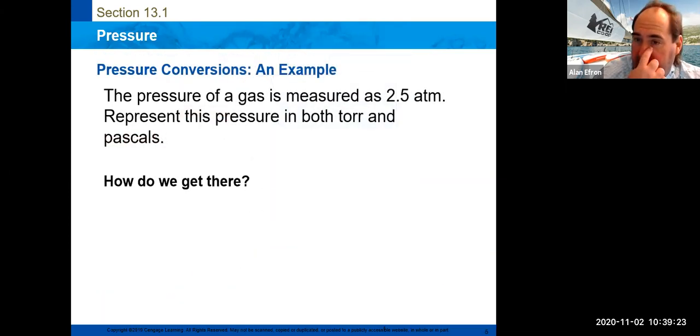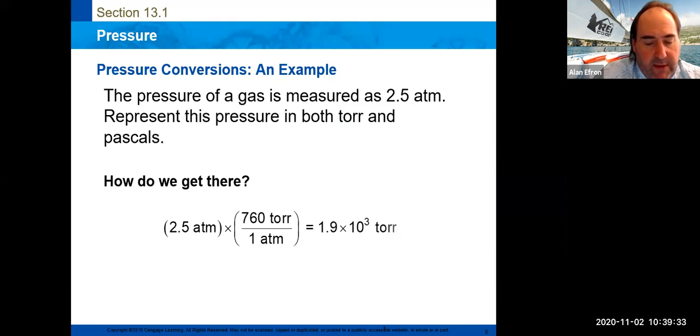So the pressure of a gas is measured to be 2.5 atmospheres. Convert this pressure to torr and pascals. Again, we could use our conversions that we saw there. We start with our 2.5 atmospheres, using 760 torr is 1 atmosphere as a conversion factor. Our atmospheres will cancel each other out, and we will convert it into the units of torr, which is what we're looking for.